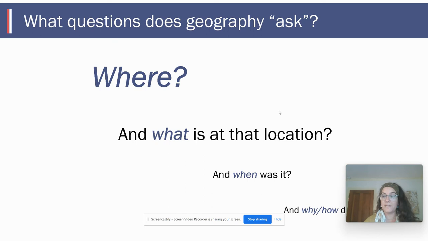Then in geography, a very important aspect is the temporal, meaning time. So when was it? When? So in geography, we study space and time. We study the spatial, which means space, and we study temporal, which means time. And then we get into the why and the how.